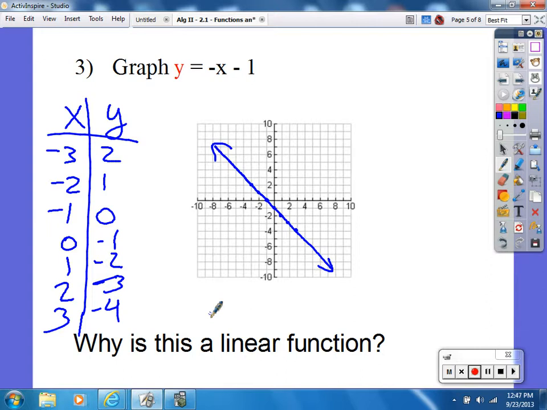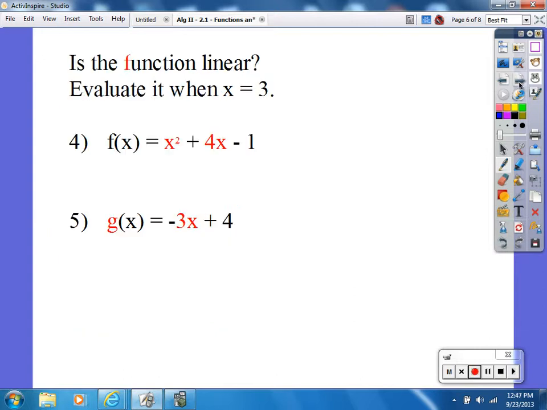Okay. So I've got one final slide. This is it. 2 problems, 4 and 5. Go ahead and copy them down. And then I want you to say, yes, they're linear, or no, they're not. And then evaluate it when x equals 3. And I'm going to give you about 4 minutes to do that. Go ahead.